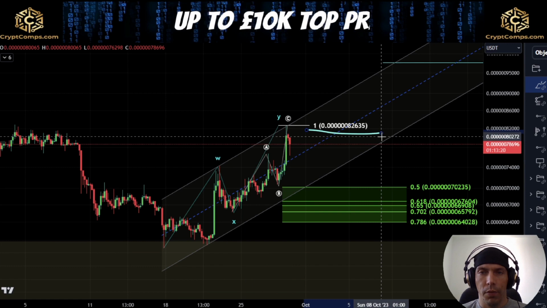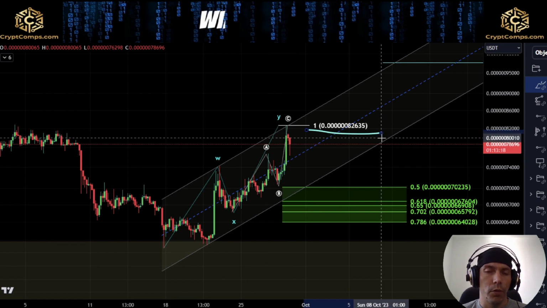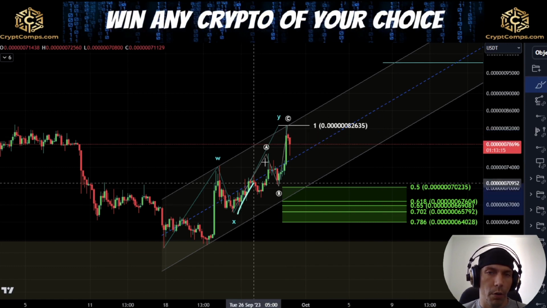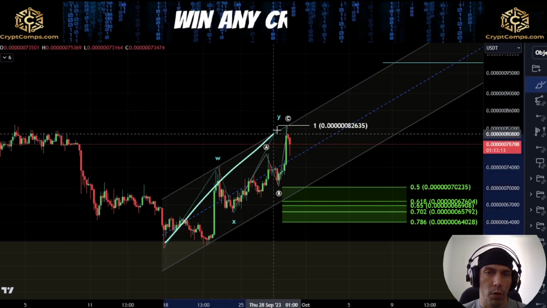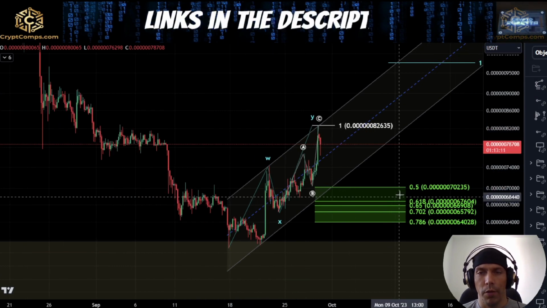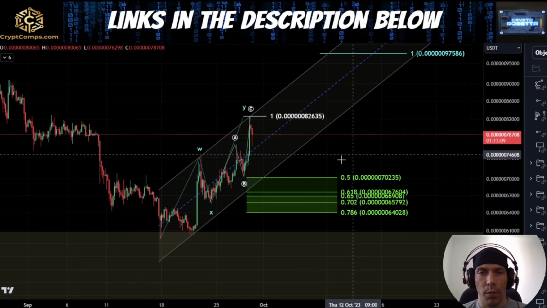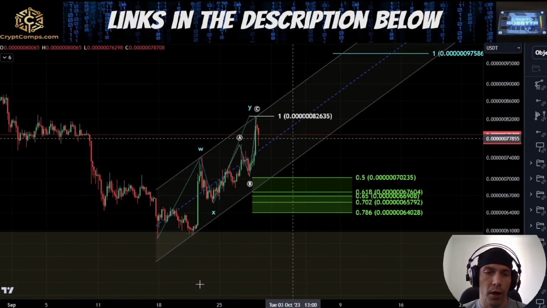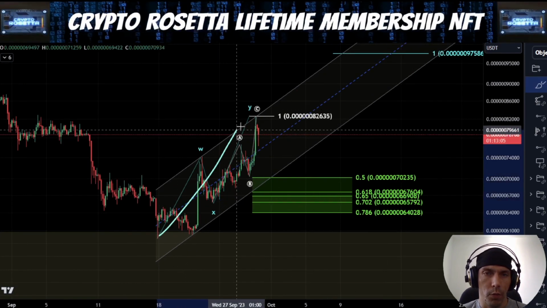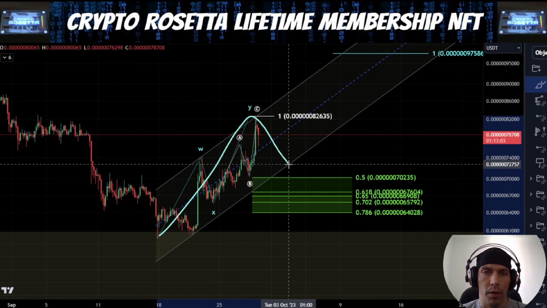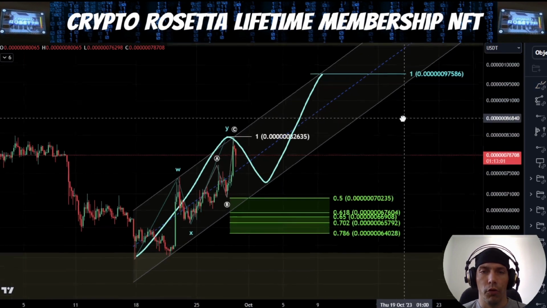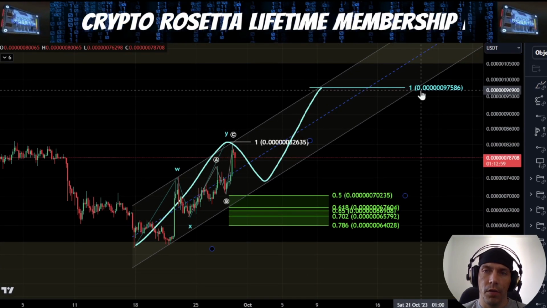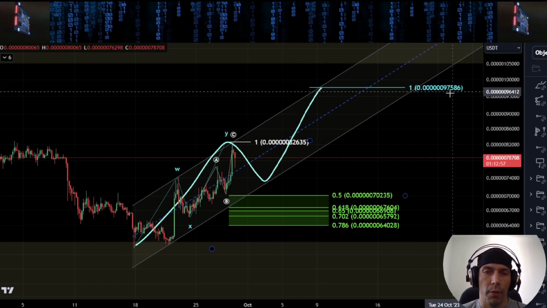We've come up high enough. This 82635 is the 1-to-1 of this ABC, and we've met that 1-to-1 also of the Y wave. Now if we do look to actually see price continue to hold this channel here, what I'll be looking out for is that this could actually become A, we get B down, and then we still see another push to the upside here, where we could see this push towards this 97586 region.